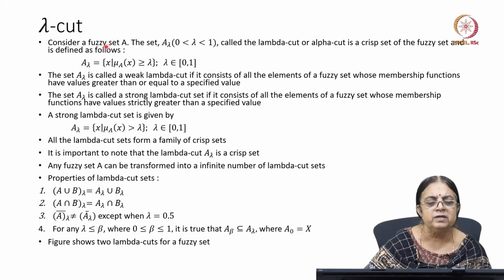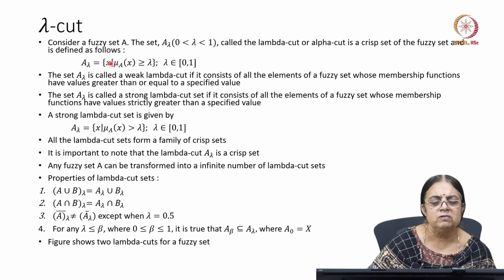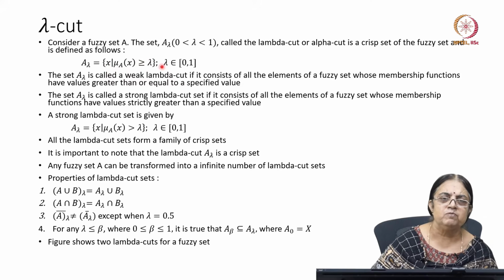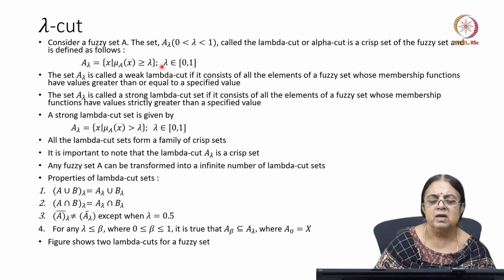So how do we define it? So A lambda is equal to x such that mu A of x is greater than or equal to lambda. So you are taking lambda to be some membership value between 0 and 1, and you are saying that all the points who have membership value which is equal to this or greater than this will be there in the A lambda. So A lambda will consist of a set of elements, okay, which is a subset of the elements which is found in set A.